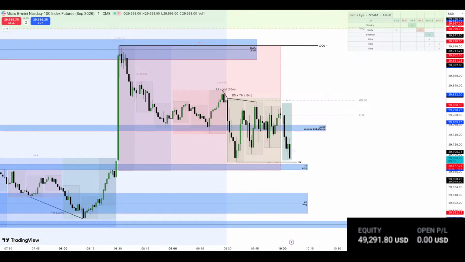There you go. Price has tapped the low we have been anticipating, and waiting for SMR.